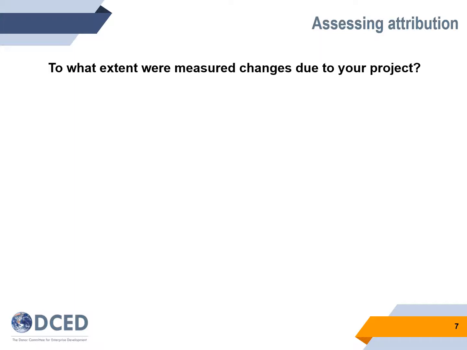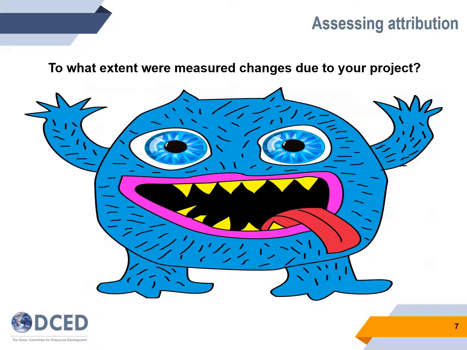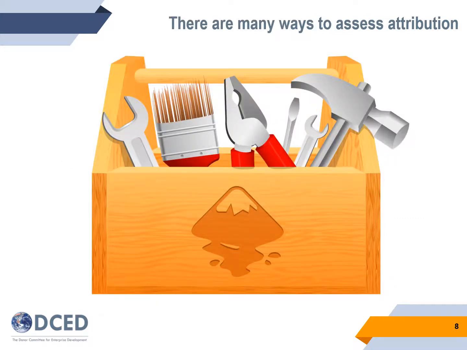Another question the DCED standard asks you to grapple with is the question of attribution. And this is the question of to what extent were the changes you measure really due to your project? Attribution is often quite a scary step for programs. People worry about it a lot. But the DCED standard encourages a practical approach. It encourages you to do what you can with the resources you have.